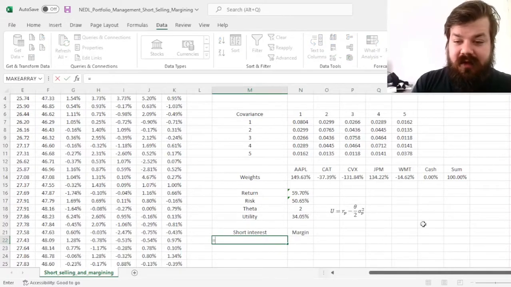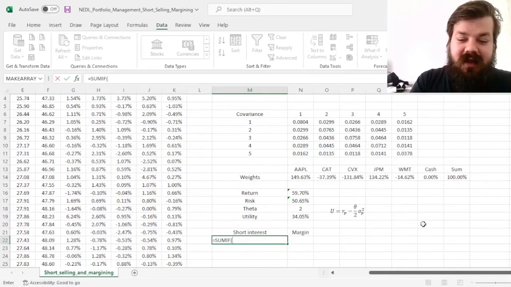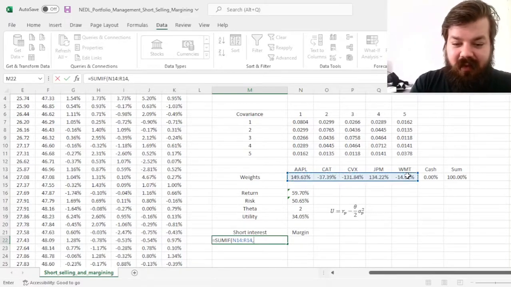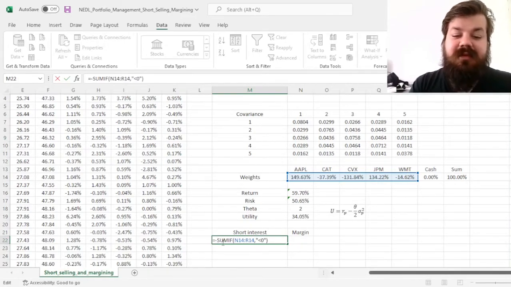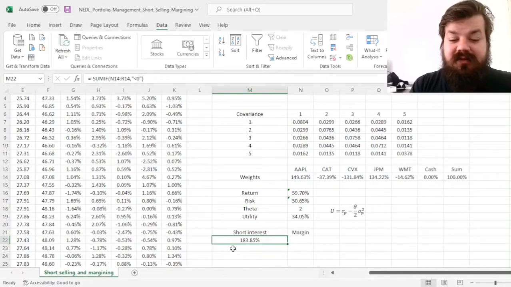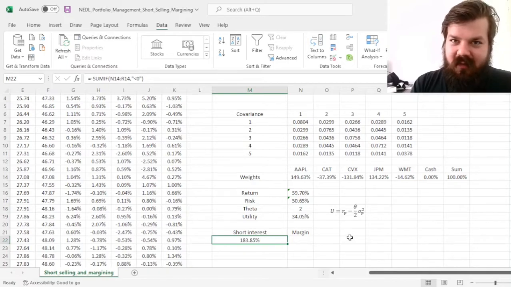You first have to calculate your short interest, which is basically your exposure to negative positions, so your short selling exposure. To do that, we need to sum up only our negative weights. And to keep this value positive, to make it more interpretable, we put a minus in front. So in this case, our short interest is 183.85% of our overall portfolio. So we are $1.8 million short out of our 1 million initial capital, which is ridiculously high amounts of leverage if we talk about this particular application.